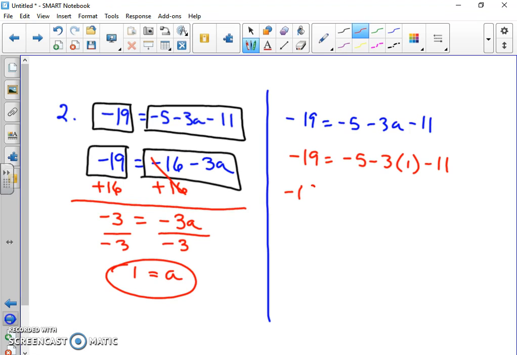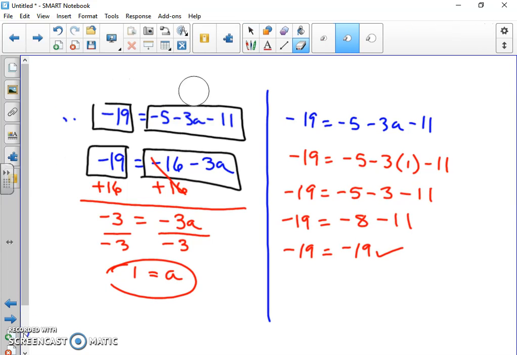So we get negative 19 equals negative 5. Negative 3 times 1 is negative 3 minus 11. So bring down our negative 19. Negative 5 minus 3 is negative 8. Negative 8 minus 11 is negative 19. It balances, so I know my answer is correct.